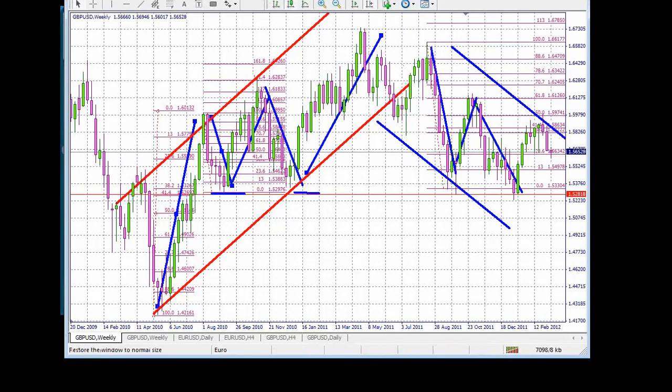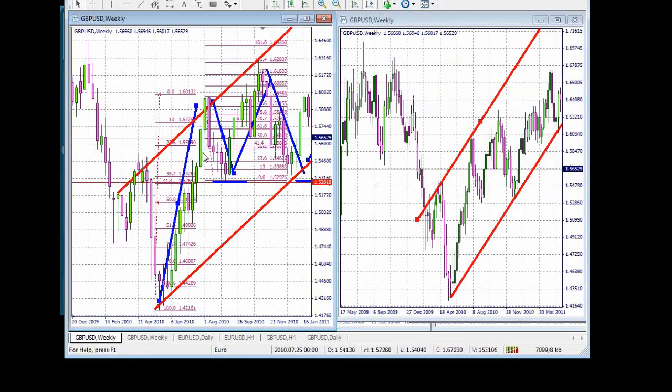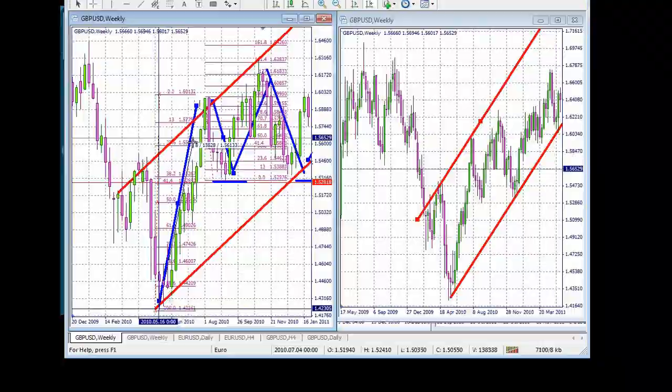Okay, let's go further with this analysis with the wave theory. I also want to show you something. For one wave on weekly, we have about 1,800 pips. This is a very big value, but we can understand that a bigger number of pips can be considered on a bigger chart.